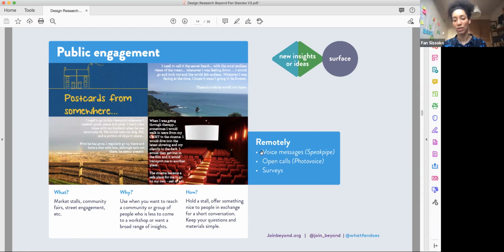So on here, I've got another couple of examples that you can check out of tools that enable you to do that kind of wide-ranging research. But one thing to say about public engagement is that really often it's quite surface level, so it's for breadth and top level insight, rather than going quite deep into people's experiences.